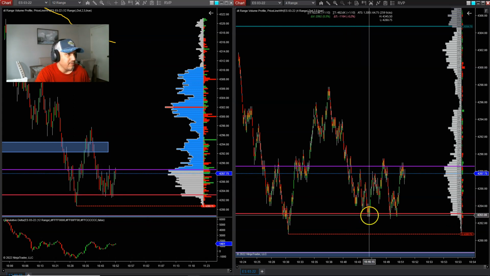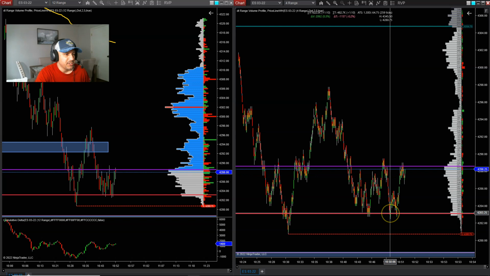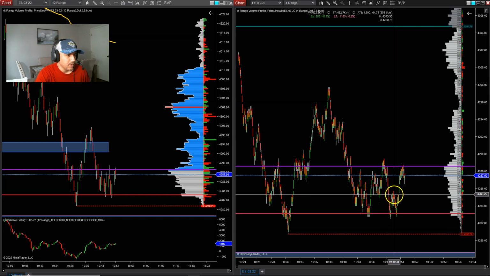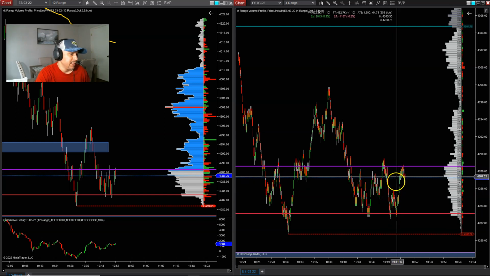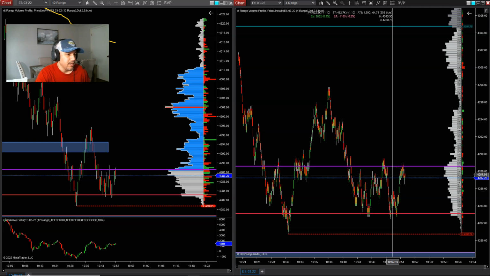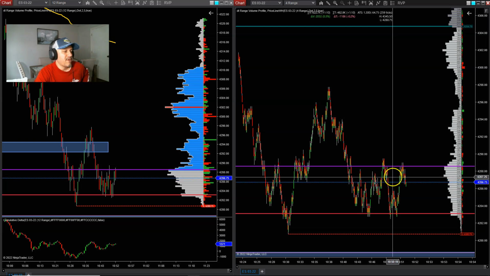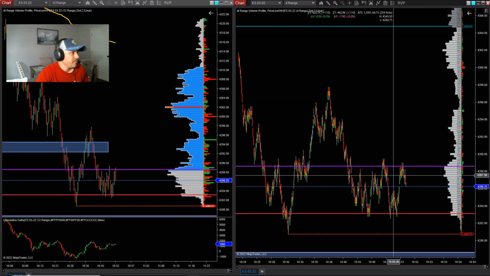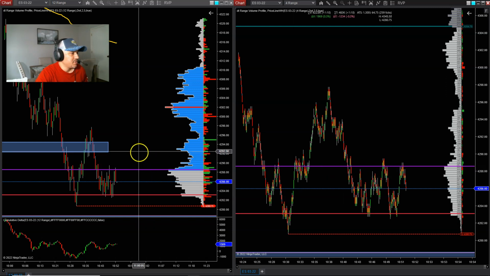You can see it here on the 4 range. I saw the rejection there, and I went long knowing that price would at least come up to this area right here, at 42.87, and at least test that area. So that's why I put my profit targets in that area right there. Okay, so hopefully you guys understand that little trade right there.